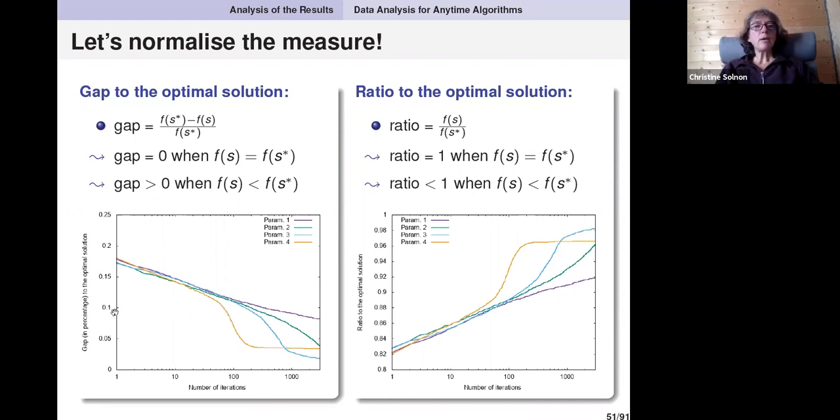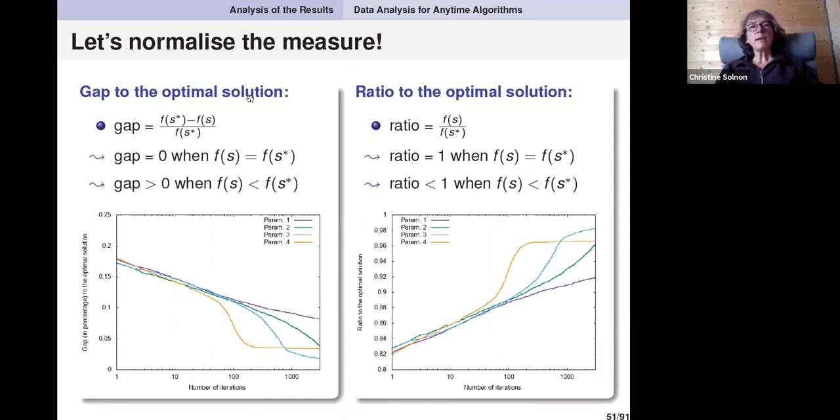It means that I obtain a clique which is 10% lower than the optimal clique within 100 iterations. Quite similarly, I can simply plot a ratio between the current solution and the optimal solution. In this case, if the ratio equals 1, then I have the best solution. So when I plot the ratio to the optimal solution, the higher the better, whereas when I plot the gap to the optimal solution, the lower the better. In this case, the optimal solution is when I reach 0.